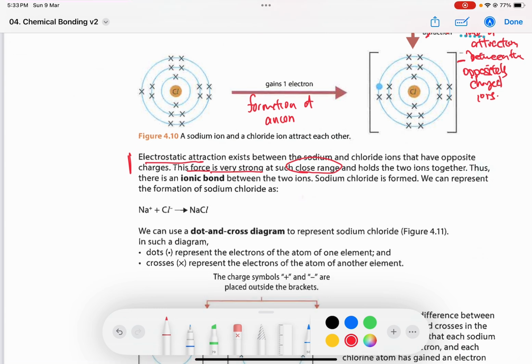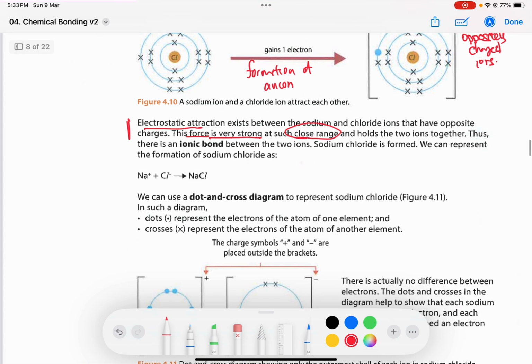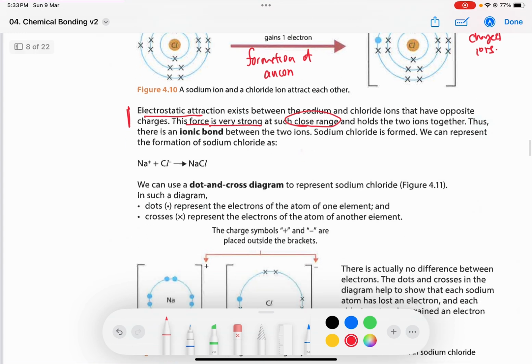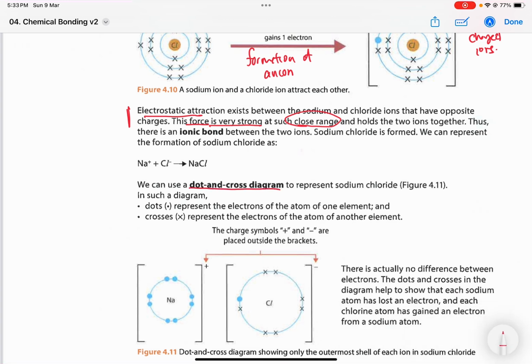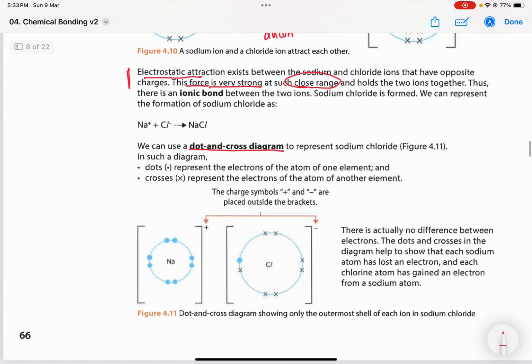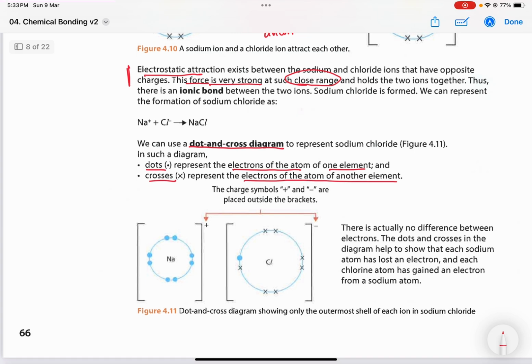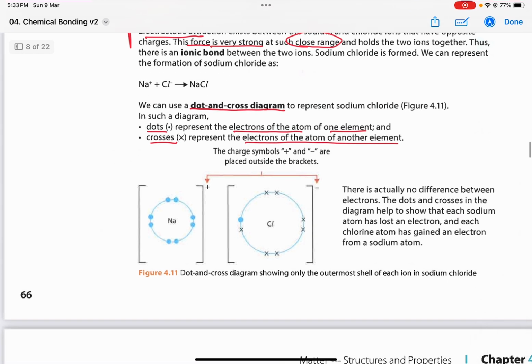We have described how ions are formed. We have described how the attraction is. Next, we need to learn how to draw to represent it. So to represent your ions, we actually use the dot and cross diagram. Usually dot represents the electrons for the atom of one element, cross represents the electrons of the other element. So usually it's dot and cross. Now I want you to look at this diagram here. This diagram only shows the valence electrons, or the electrons in the valence shell.